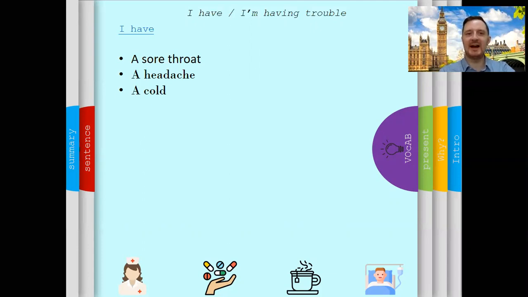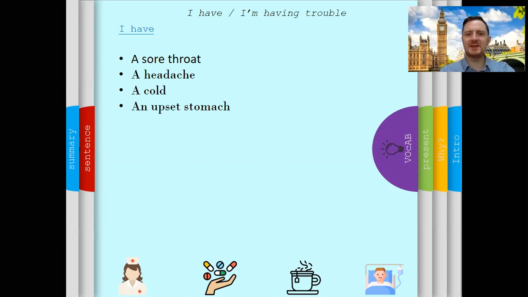A cold. I have a cold. This is when you are kind of generally sick in your head. You have a runny nose, a headache, and many things. You are hot, lots of things together, a cold.